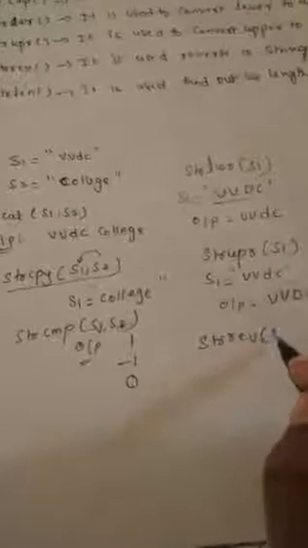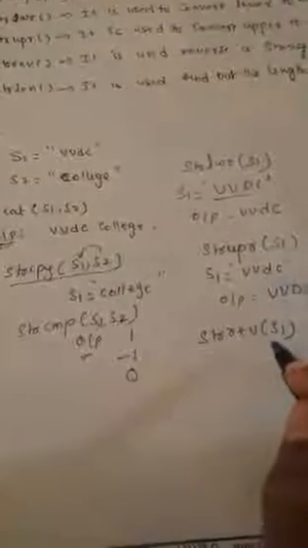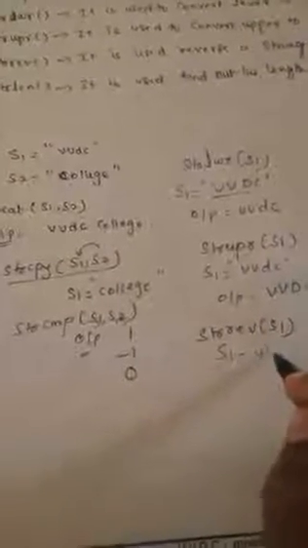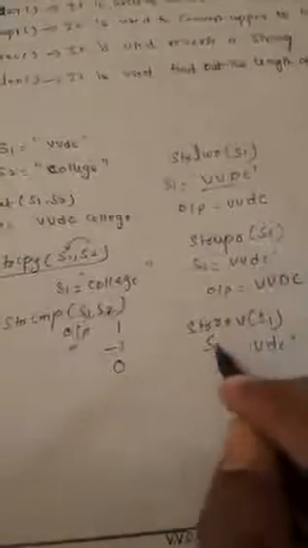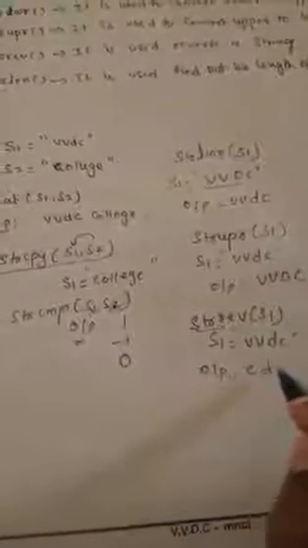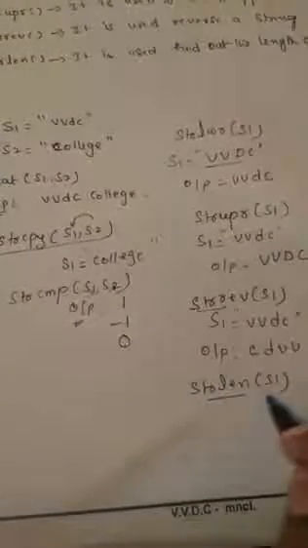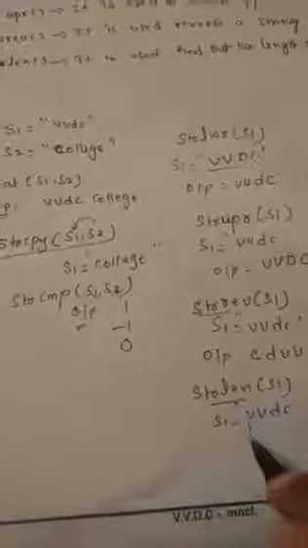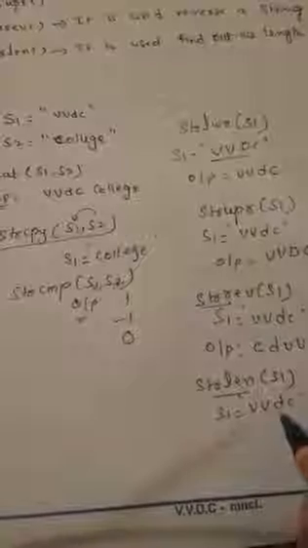Similarly, strrev, string reverse. This function reverses the string. Suppose s1 is vvdc. After this function, the output will be the reverse: CDVV. It reverses the string. Next, strlen(s1). This function is used to find out the length of a string. Suppose s1 is vvdc. What is the length of this string? How many characters? 1, 2, 3, 4. So the output will be 4. Right? So these are the string handling functions.